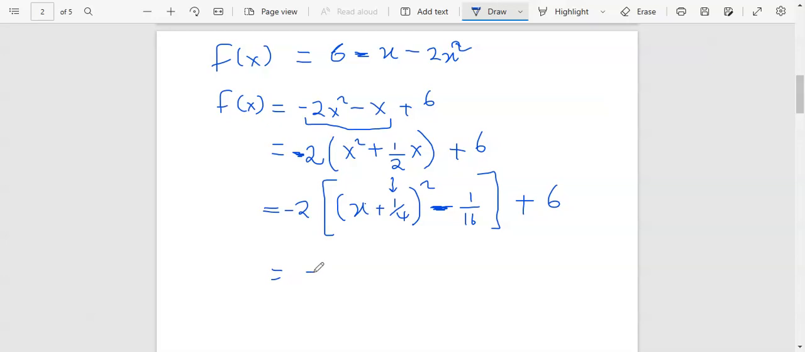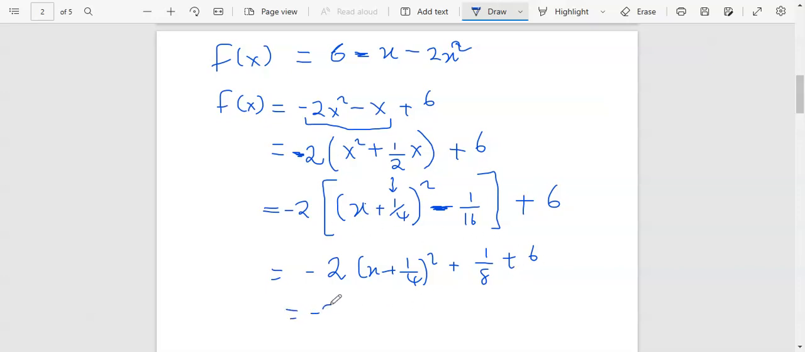So this is going to be negative. Now I'll start multiplying this negative 2 with what is inside. So that will be negative 2 times x plus 1 over 4 squared. And then negative 2 again times the negative 1 over 16. That will become positive 1 over 8. And then plus 6. So don't multiply the negative 2 with the 6, because 6 is just a constant outside.